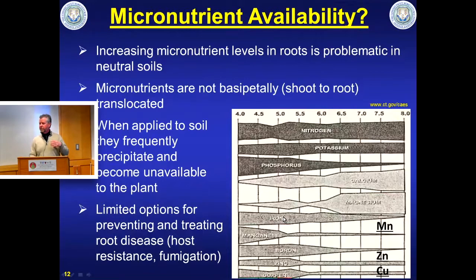So, okay, let's just put it on the shoot system. Well, that doesn't work well either because most plants haven't evolved mechanisms to take these nutrients from the leaves and send them to the roots. Plants evolve to take things from the soil and the roots and send them to the shoots. So you apply these nutrients to the shoot system as, say, a Miracle-Gro foliar spray, and they just stay in the leaves or the shoot system.